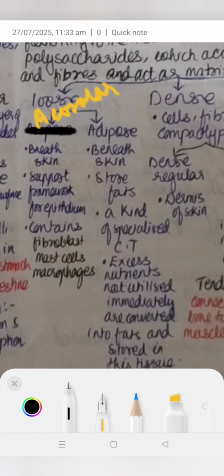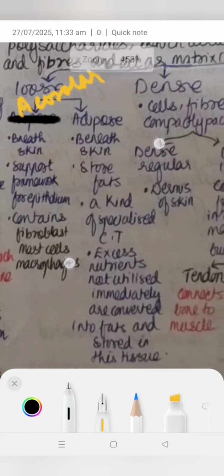Next we have dense connective tissue, that is, cells and fibers are compactly packed, obviously. Dense regular and dense irregular. Dense regular connective tissue, the dermis of the skin. Dense irregular connective tissue, collagen fibers present in rows between many parallel bundles of fibers.